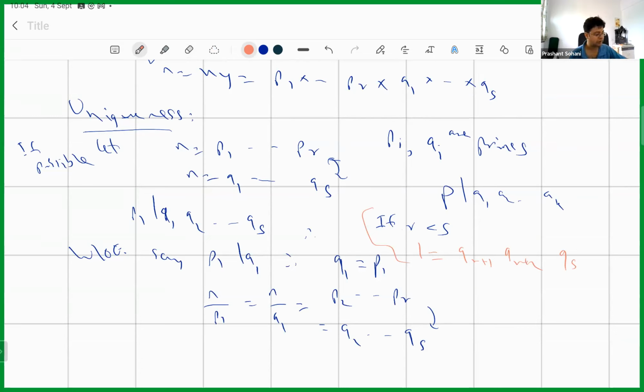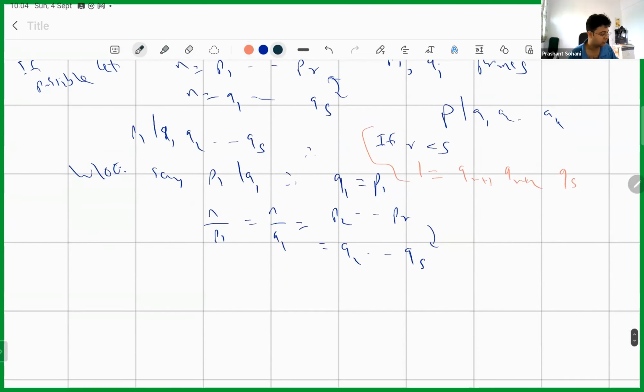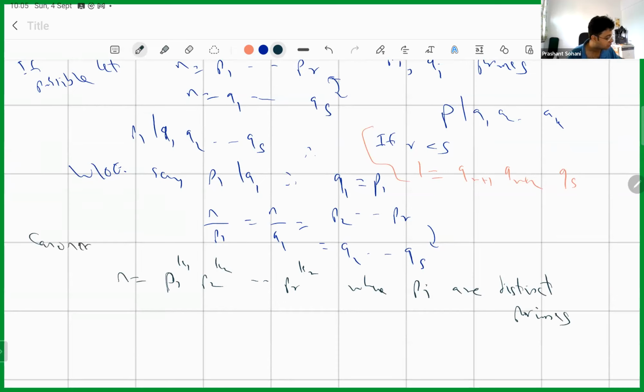Okay. Typically we don't write the factorization as P1, P2, PR, etc. We write what is called a canonical representation, where we combine all the exponents together. So more typically, n is equal to P1 raised to K1, P2 raised to K2, up to PR raised to KR, where now the Pi are distinct primes. So this is what is called a canonical factorization of n. Okay, so I think we all know this.